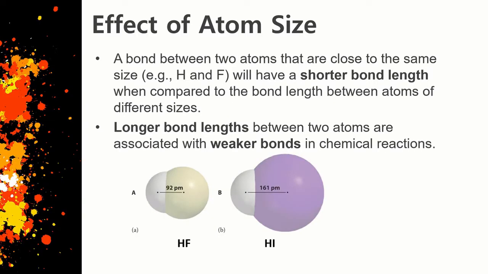All right, so now we're looking at the effect of atom size. So a bond between atoms that are close to the same size, that is hydrogen and fluorine, will have a shorter bond length when compared to the bond length between atoms of different sizes, naturally, right? So longer bond lengths between two atoms are associated with weaker bonds in chemical reactions, right? So the length of this bond, hydrogen iodide, is 161 pm, and the length of the hydrogen fluoride bond is 92 pm, right? So shorter bond, stronger bond.